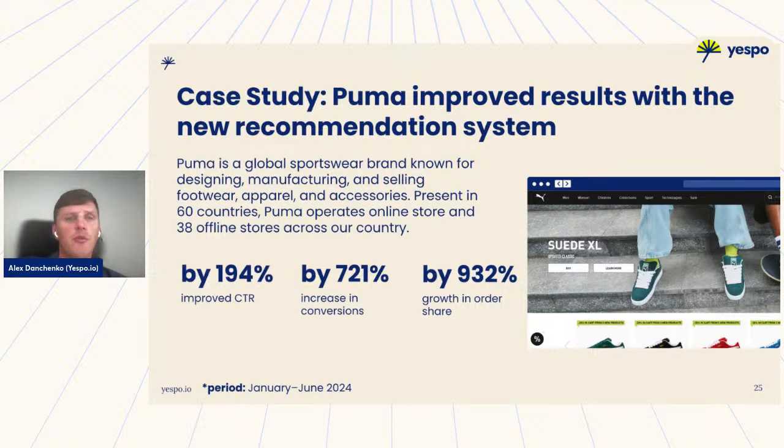Here we have an example from fashion. Puma has improved the results with a new recommendation system. Of course, everybody knows what Puma is. It's a global sportswear brand known for designing, manufacturing, and selling footwear, apparel, and accessories. The very popular products, especially in Europe. So currently, they're present in 60 countries, and it operates an online store and 38 offline stores in our country.